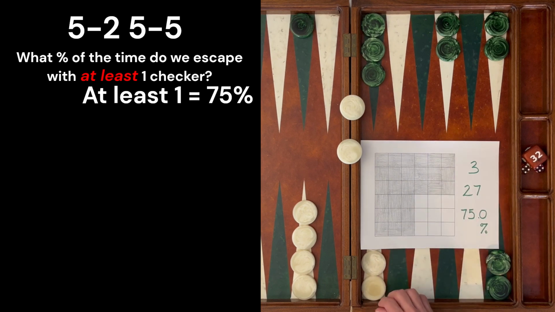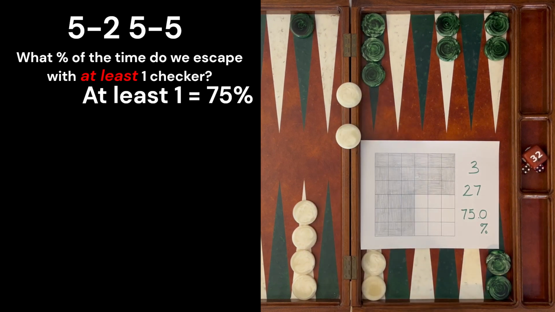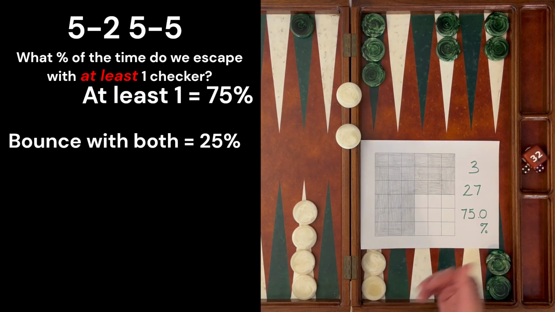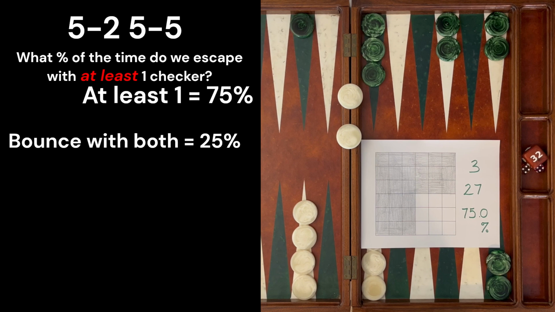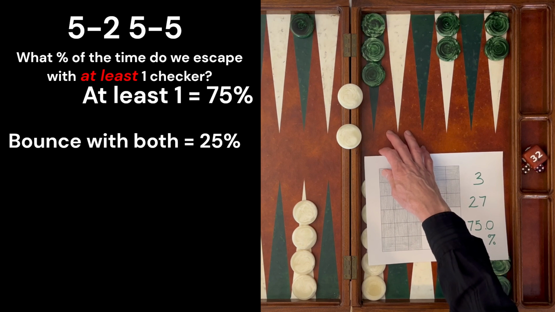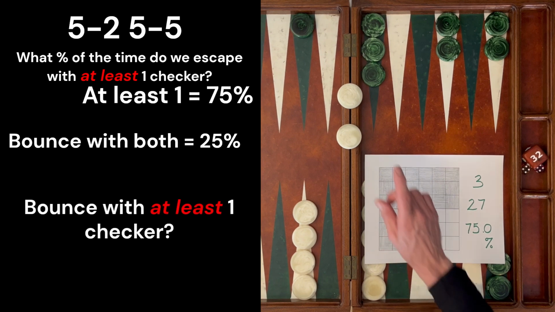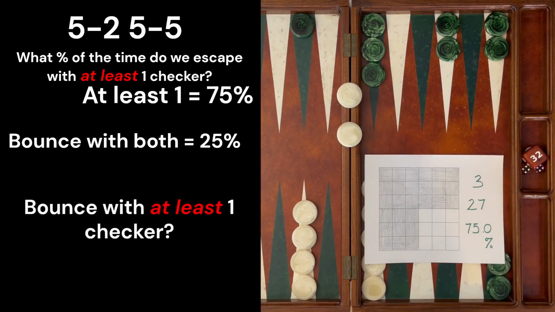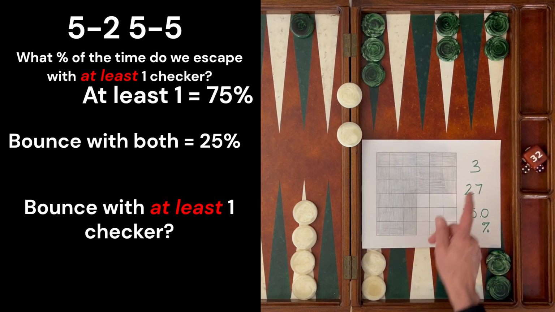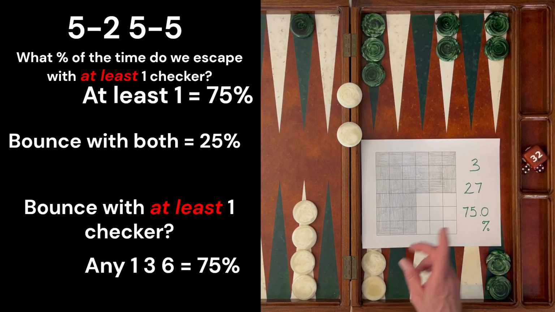That also gives us the answer to another question. What percentage of the time do we bounce with both checkers? If we escape with at least 1 75% of the time, we leave both checkers on the bar 25% of the time. How often do we bounce with at least 1 checker? That's another question you could ask. We bounce with at least 1 checker with any 1, 3, or 6. That's 3 numbers. Again, we can use this chart for that. Any 3 numbers is 75% of the time. We bounce with at least 1 checker on this board 75% of the time.